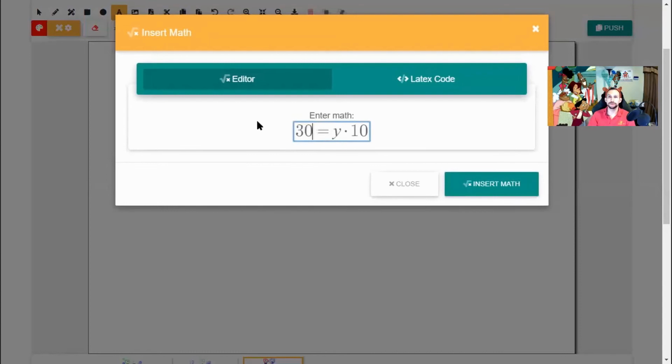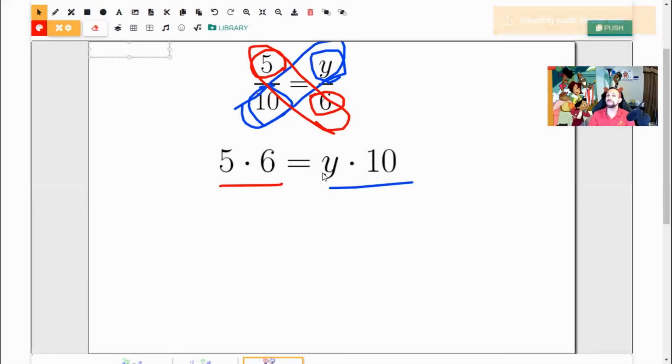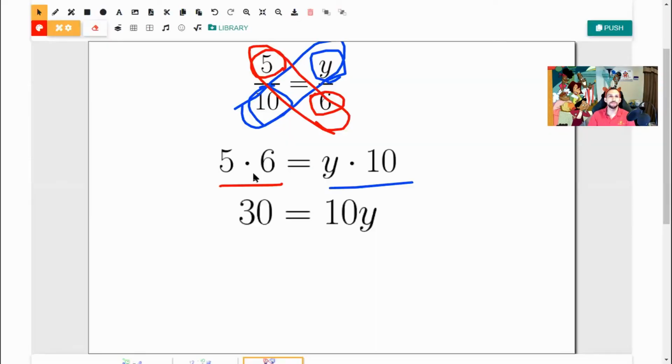Now let's simplify. 5 times 6 is 30. Y times 10 is just, well, 10y. Let's reorder those. But 10 is the coefficient of y. Now we want to know what y is. It's got this 10 in front of it. So let's do the opposite operation. Let's divide each side by that 10 in front of y.